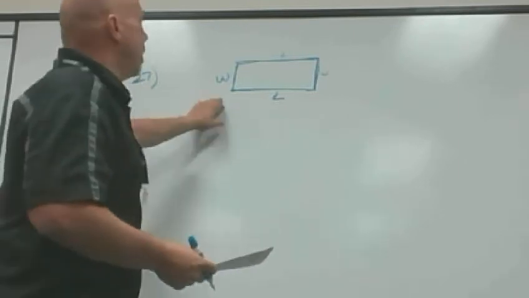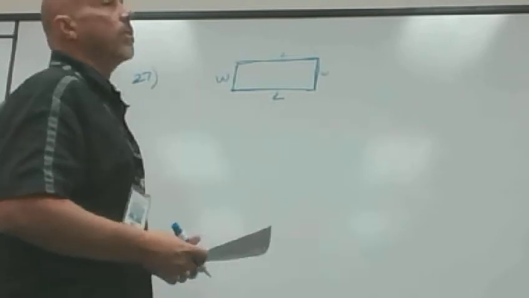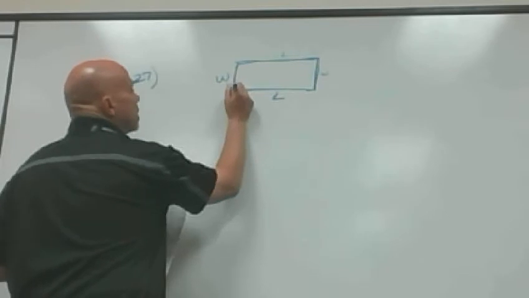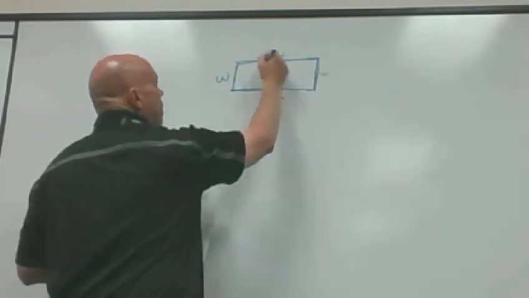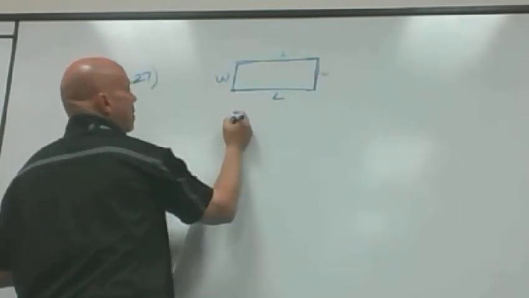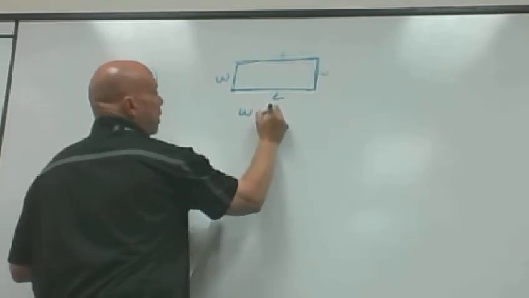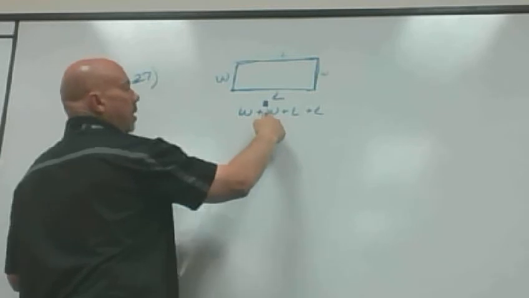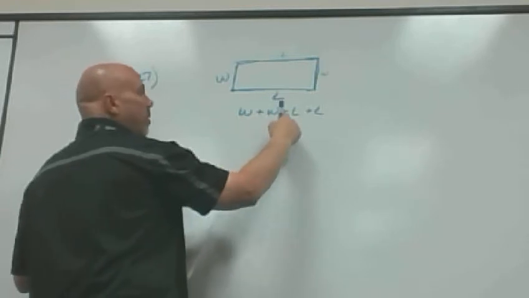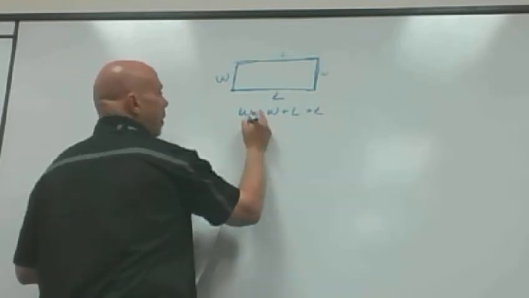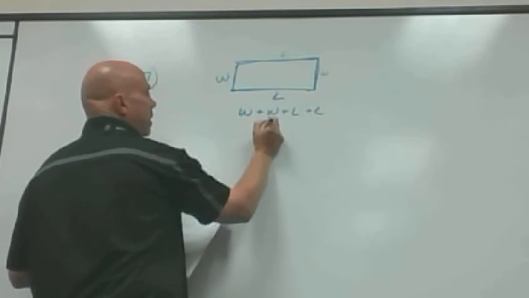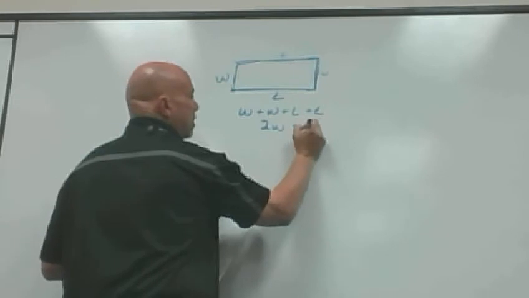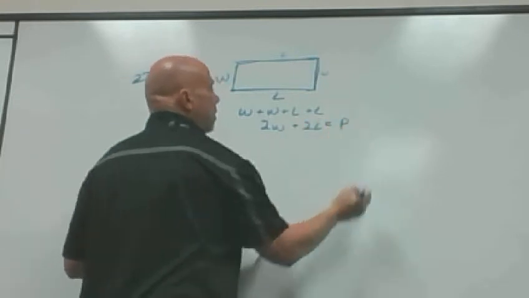So I've gone ahead and I've drawn a rectangle, and I want to just kind of walk through the formula for perimeter. Remember, the perimeter is simply the measurement of each of the four sides added together. So in other words, that's W plus L plus L, so width plus length plus length. Another way to write that is W plus W is 2W, and length plus length is 2L. So again, that's going to equal my perimeter.